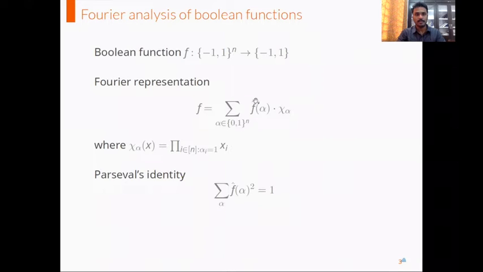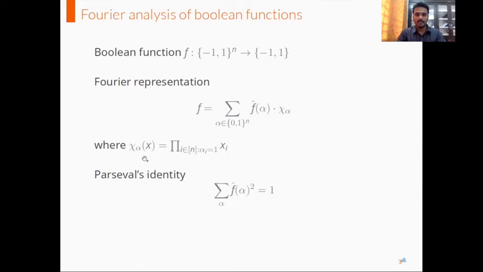So let me begin by recalling some definitions from Fourier analysis of Boolean functions. For the purpose of this talk, a Boolean function is a function from {-1,1}^n to {-1,1}. So every Boolean function can be expressed as a linear combination of these parity functions, and the coefficients are called Fourier coefficients, and this representation is unique.